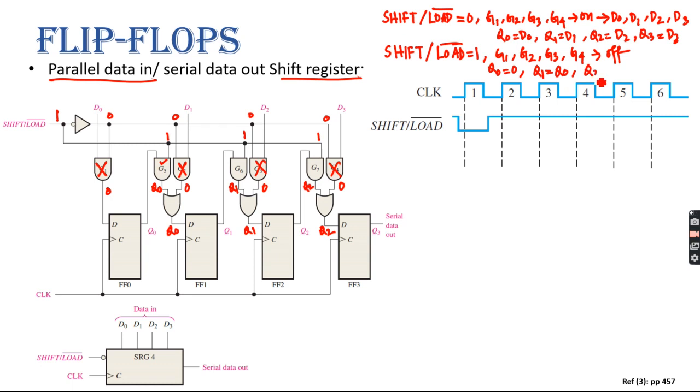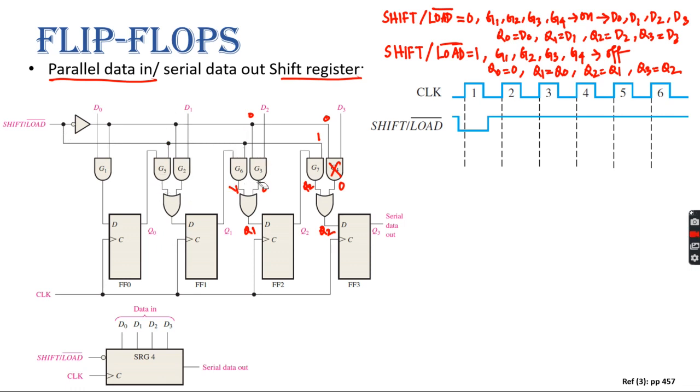Q2 will be Q1. Q1 and Q3 will be Q2, right? Yes, sir. So you understand my operation, right? How it works. Any questions so far? No, sir. So for now, let's see how it works then.